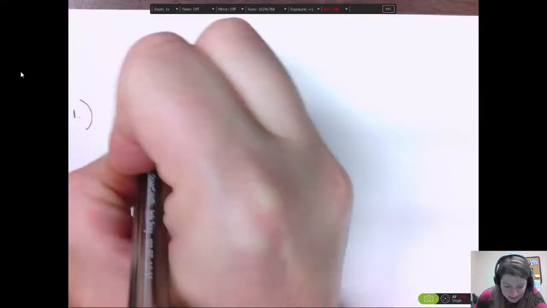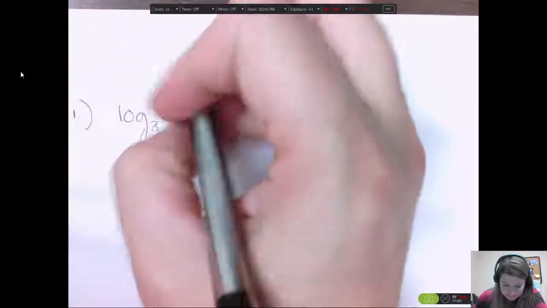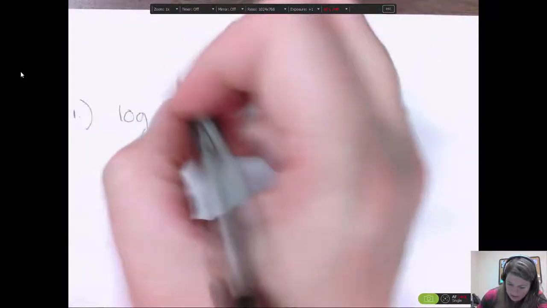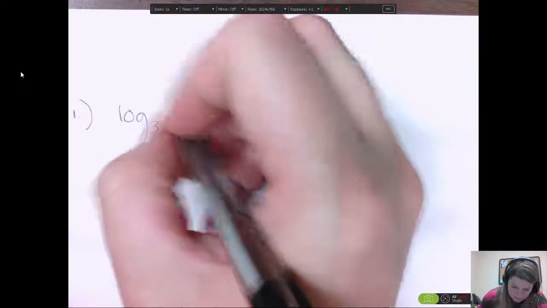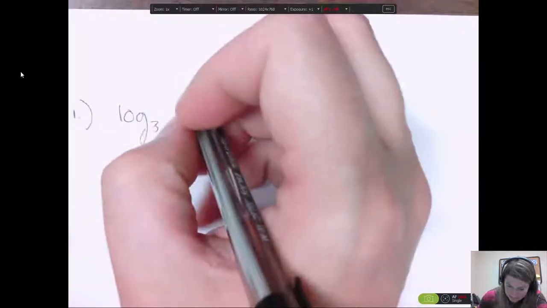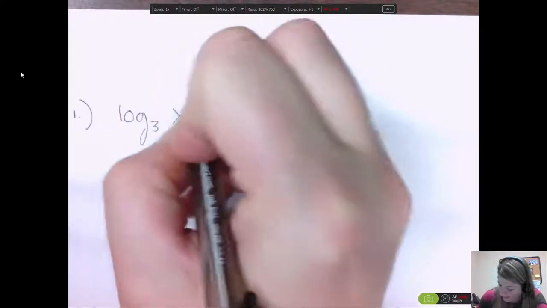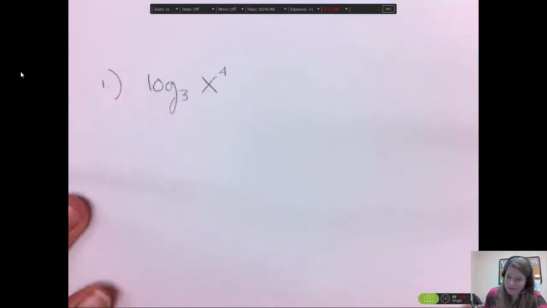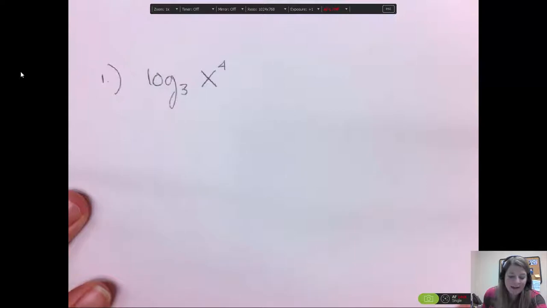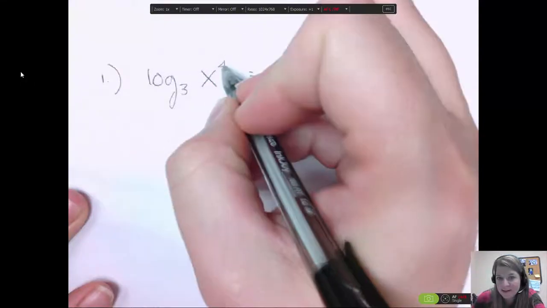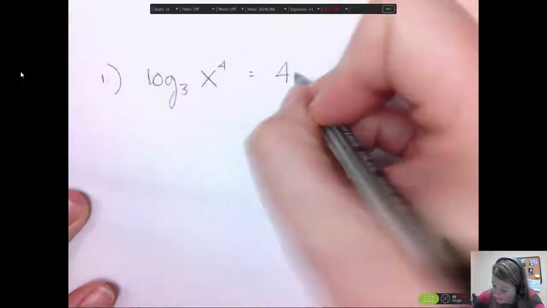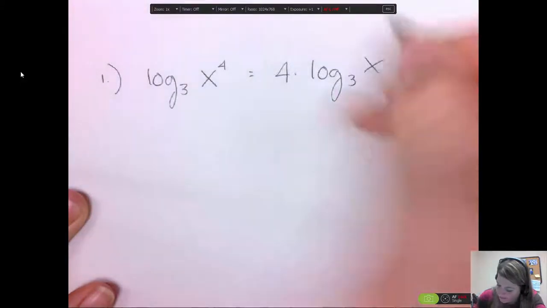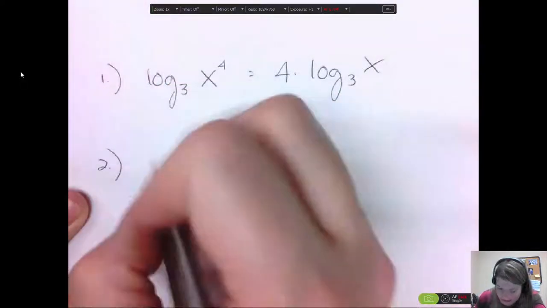So let's look at my first example. What if I have log base 3 of x to the 4th? That one's so easy. Okay, sorry. I guess I'll start easy, whatever. How can I expand this as far as I can? Well, I have a power, right? So I can bring that down as multiplication, so it becomes 4 times log base 3 of x. You can't simplify that anymore, so we'd be done.